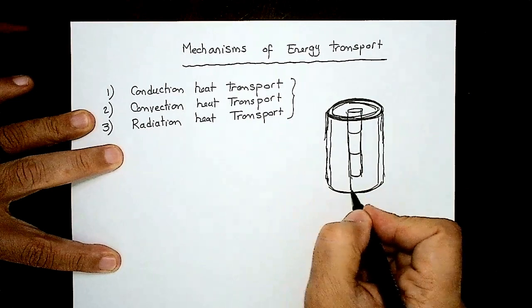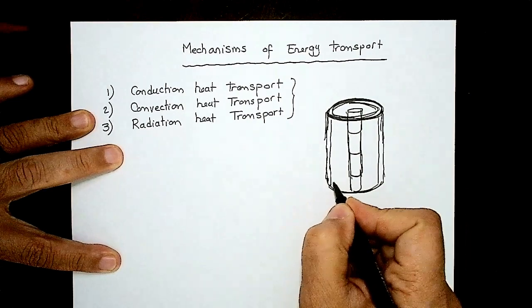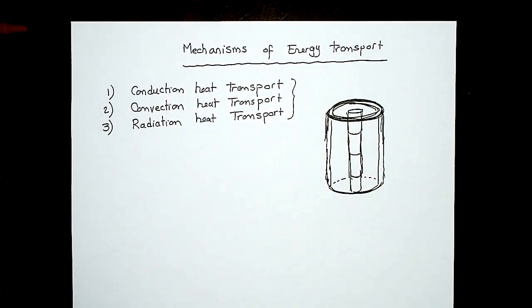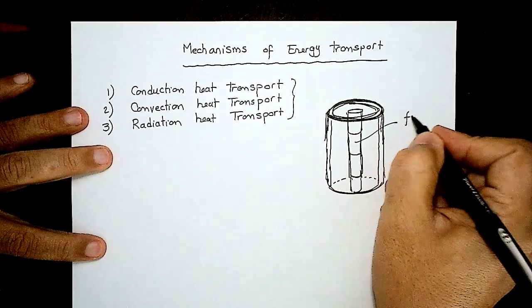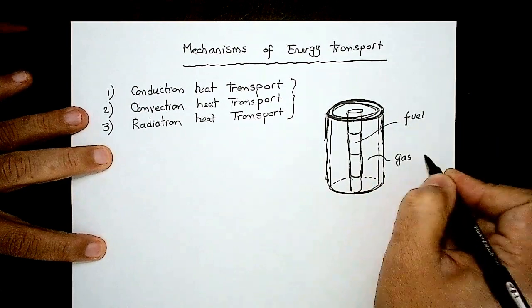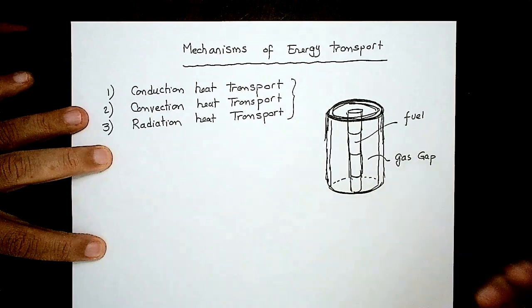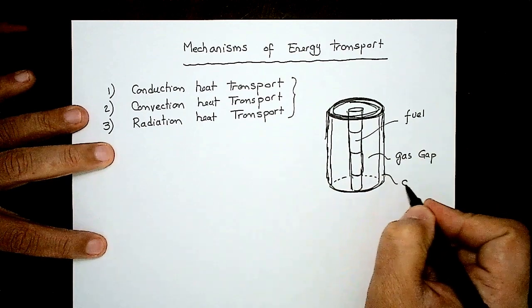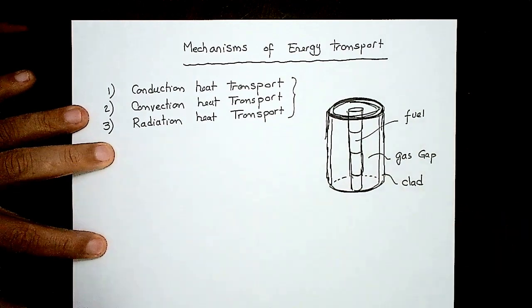Let's add another maybe fuel pellet down there. Okay, so I'm simplifying here the fuel element. So this is your fuel. This is the gas gap. As I mentioned, for light water reactor, it's filled with helium. In some other designs, we fill it with sodium and so on. And this is what we call the clad, right?